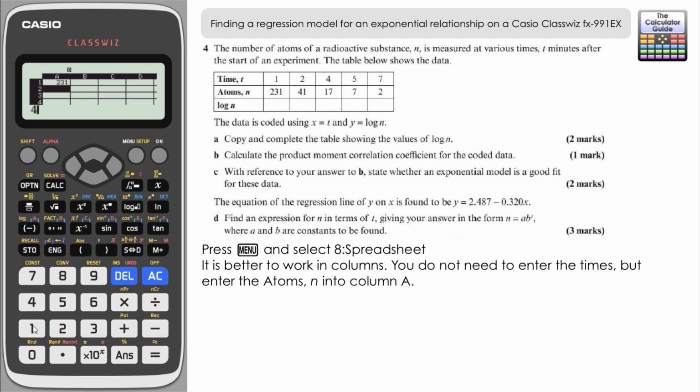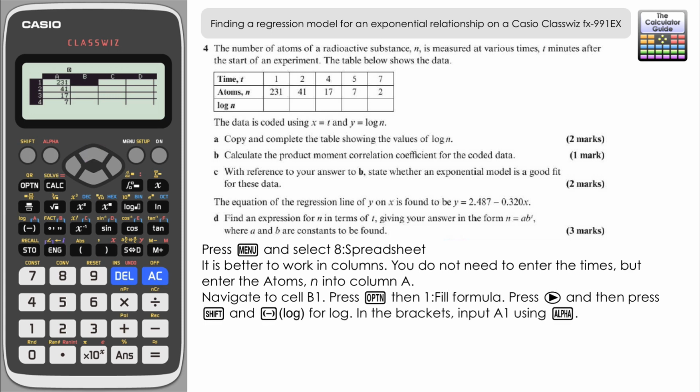Remember, it is better to work in columns in spreadsheet, as once you've pressed equals, the line automatically scrolls down to the next row, so it's much easier to work in columns than rows. Once we've inputted the last bit of data, we want to scroll back up to the top, cell B1. Now we're going to use a formula to help us code the data, so it's option and 1 for fill formula, and then navigate right so we can enter our formula.